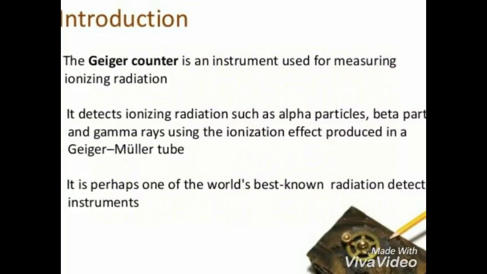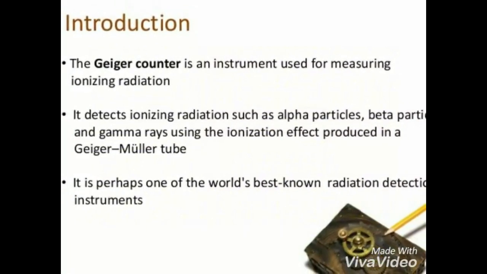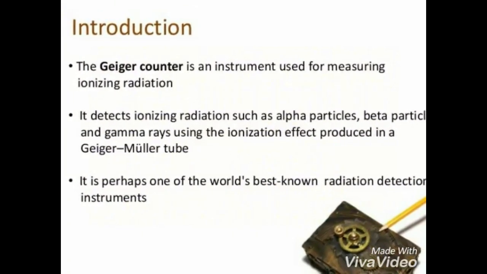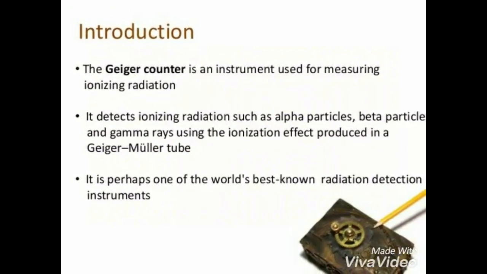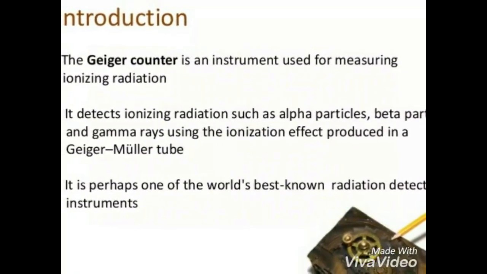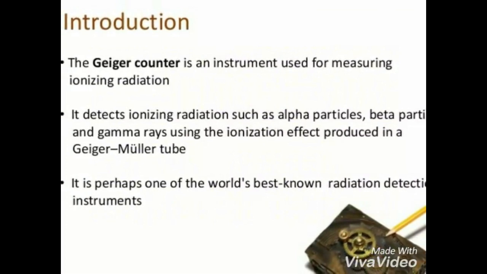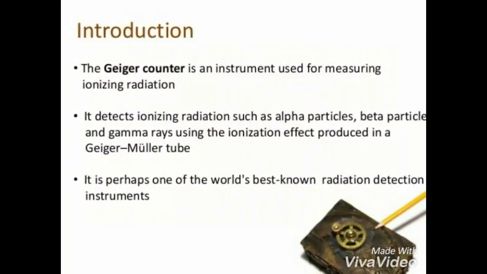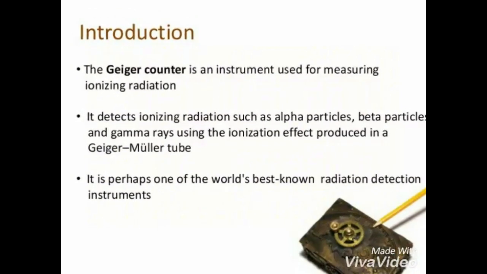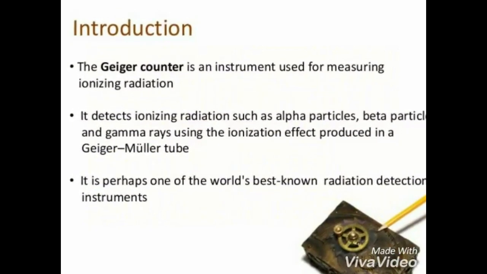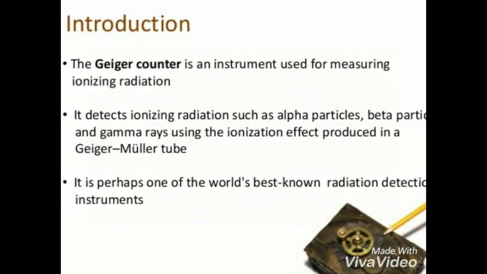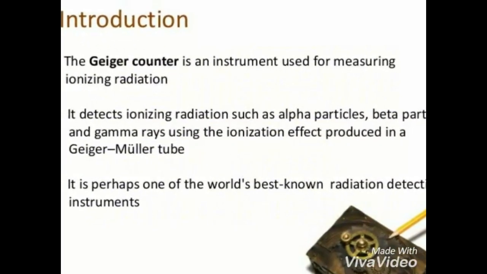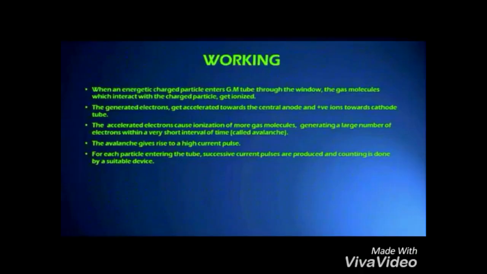Introduction of GM tube. The GM counter is an instrument used for measuring ionizing radiation. It detects ionizing radiation such as alpha particles, beta particles, and gamma rays using the ionization effect which is produced in a GM tube. It is perhaps one of the world's best known radiation detection instruments.